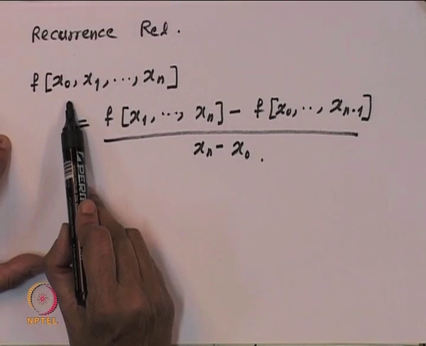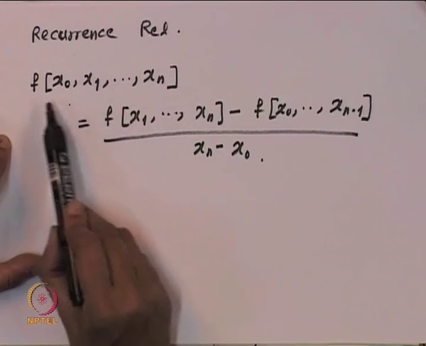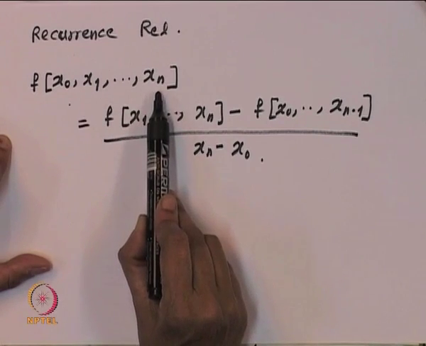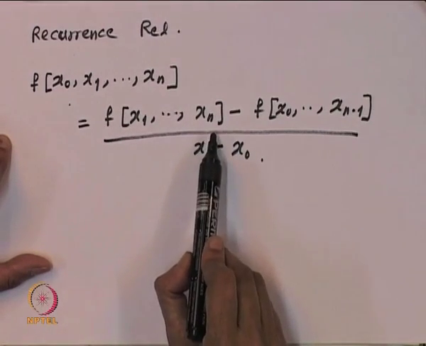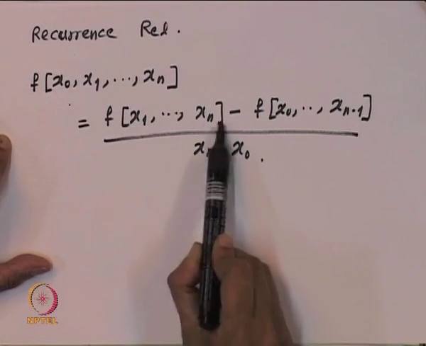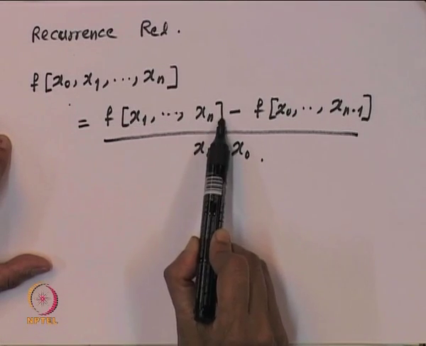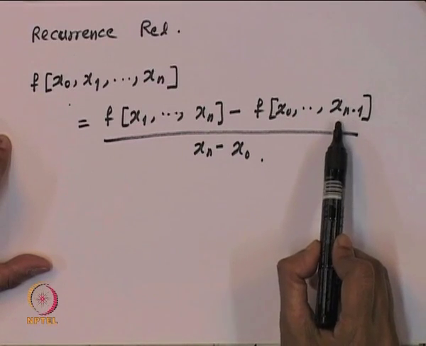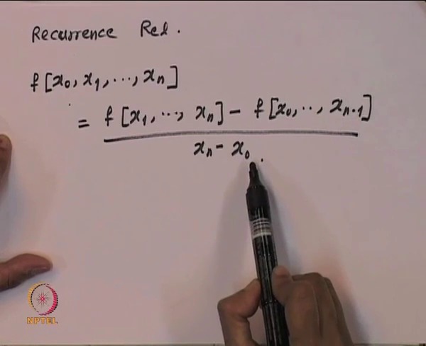Here we have n plus 1 points. So, this is the divided difference of f based on n plus 1 points. This we are expressing as divided differences based on n points. Here you have x 1, x 2, up to x n, here you have x 0, x 1, up to x n minus 1, and then divided by x n minus x 0.